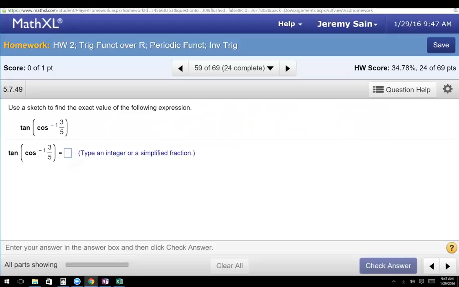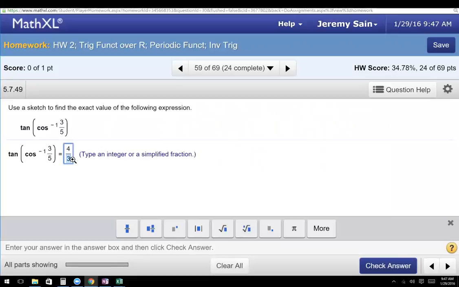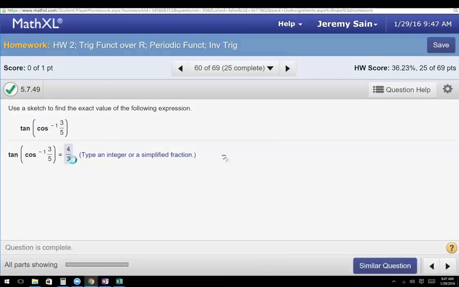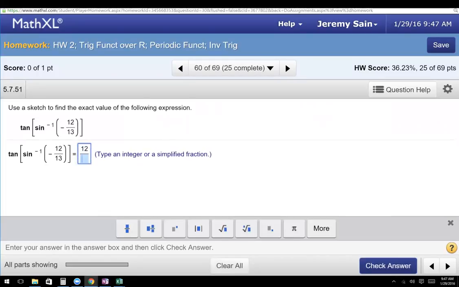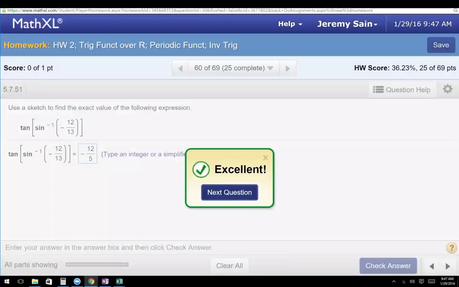If you know all your perfect right triangles, you can do all these in your head. This one is a 5, 12, 13 triangle, right? The 12 is the opposite. I'm looking for opposite over adjacent, so it's going to be 12 over 5. Except it is going to be negative, because that says it's in quadrant 4, and tangent in quadrant 4 is negative.